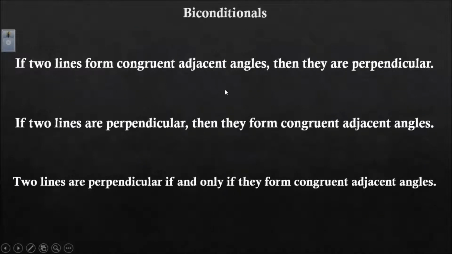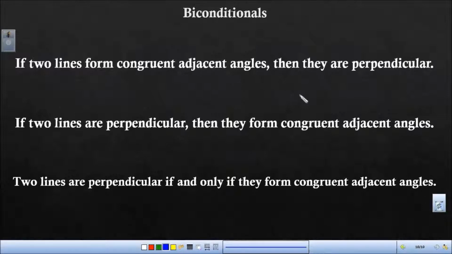Alright, finally, we want to talk about an idea called biconditionals. A biconditional is what happens when both the converse and the original statement are true. So two lines form congruent adjacent angles, they are perpendicular. This is true. This comes from Euclid's definition. And then if two lines are perpendicular, they form congruent adjacent angles. This is also true. See, this is the converse. Okay, this is the original statement.